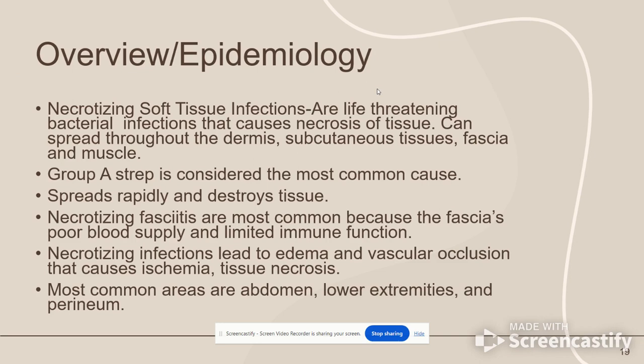Necrotizing infections lead to edema and vascular occlusion, which causes ischemia, which is when that area is not getting oxygenation. So it starts to die off, and then tissue necrosis. Most common areas are the abdomen, lower extremities, and the perineum.